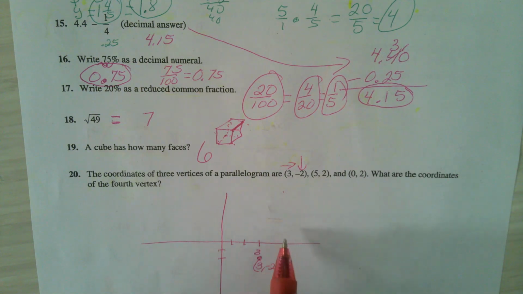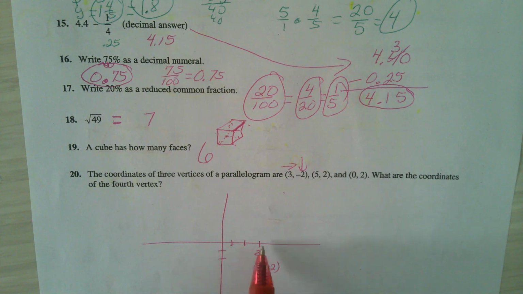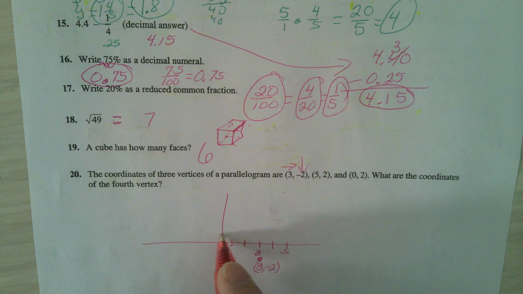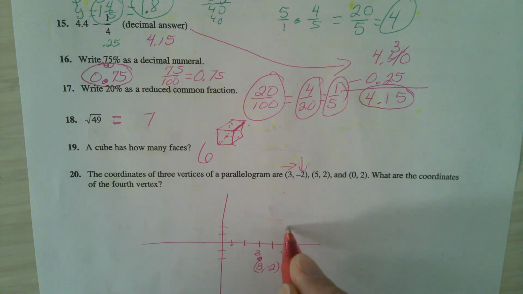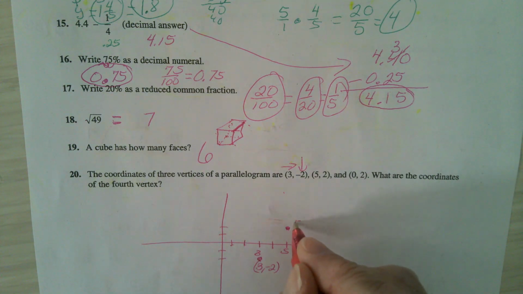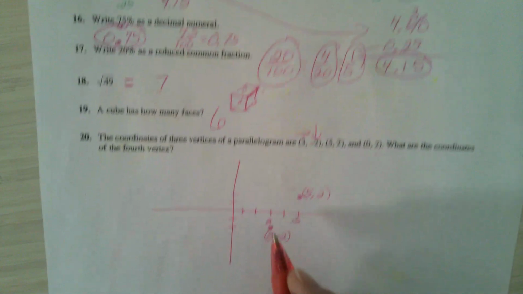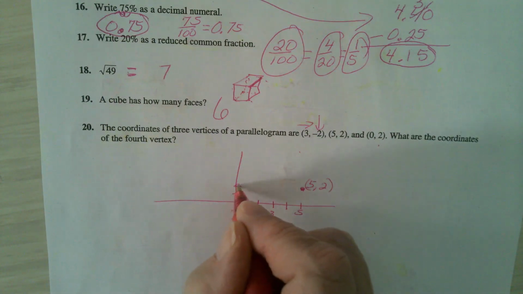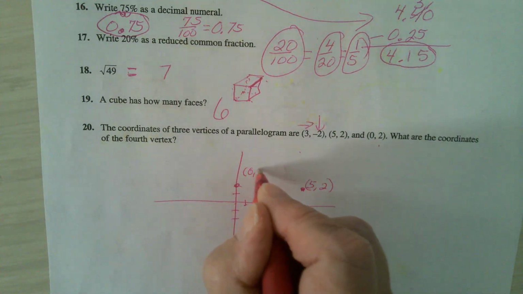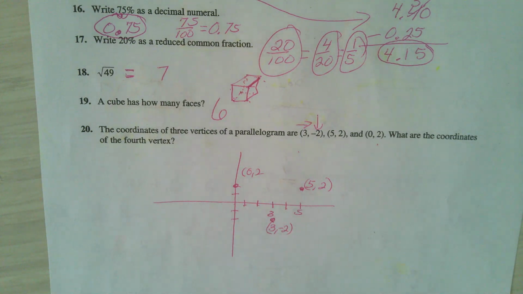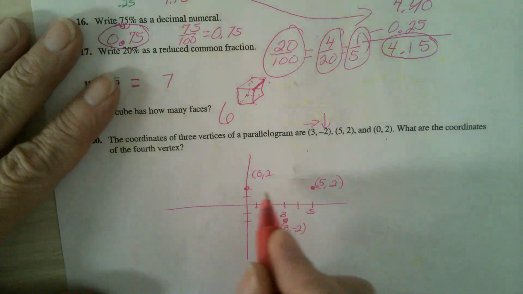Then I'm going to go 5, 2. 1, 2, 3, 4, 5. And then I got to go up 2. Put a dot there. That's point 5, 2. Then I have 0, 2. I stay at 0, go up 2. All right. It says, what are the coordinates of the 4th vertex?